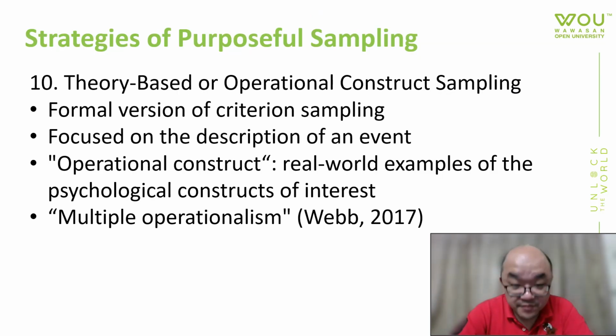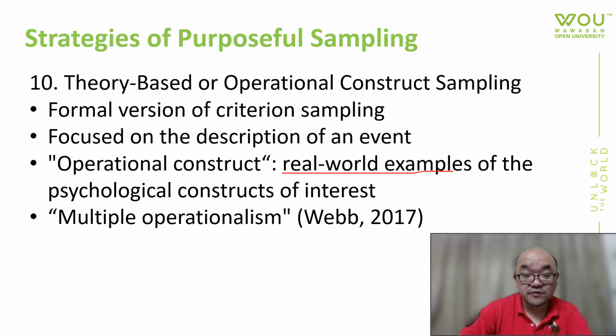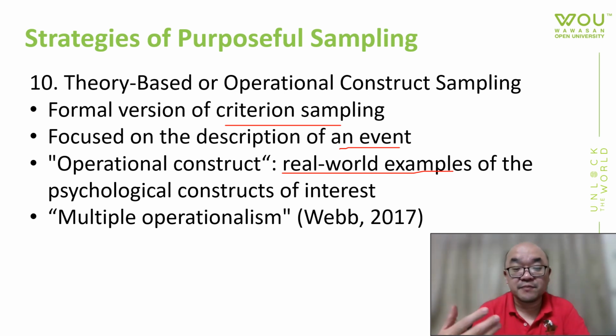Number 10 is theory-based or operational construct sampling. So first of all, what is an operational construct? An operational construct is a real-world example of the psychological construct that you are interested in running this on. Now, this is a formal version of criterion sampling where instead of focusing on people as the unit of analysis, you're focusing on the event. So in here, the subject is the event. So you're trying to describe a particular event that is linked to the psychological construct that you're interested in.